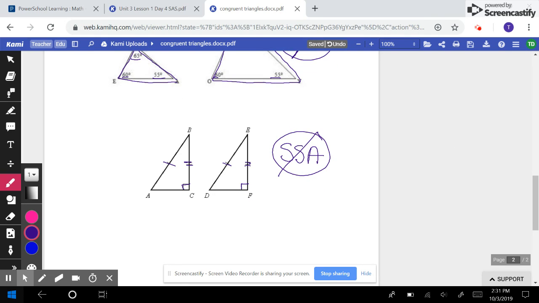That is all of the types of ways that we can prove two triangles congruent.